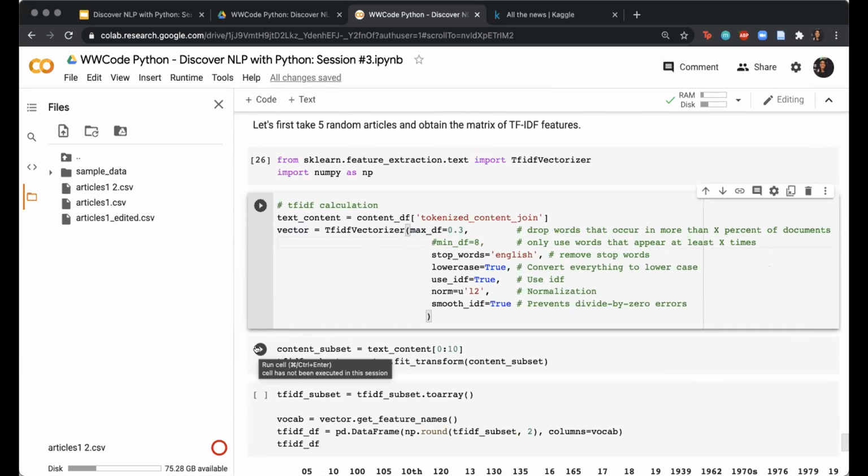But max DF is to drop words that occur in more than X% of documents. For this case, we are taking 30%. And similarly, there's min DF, which only uses words that appear at least X times. So here we have 8. Stop words are mentioned in English, so we are mentioning English here.